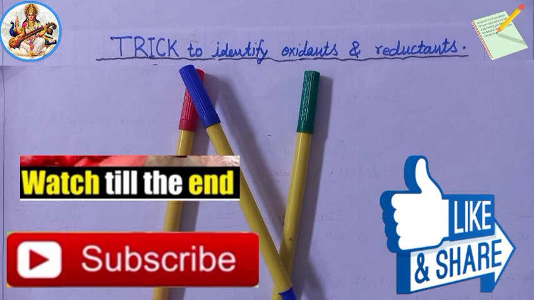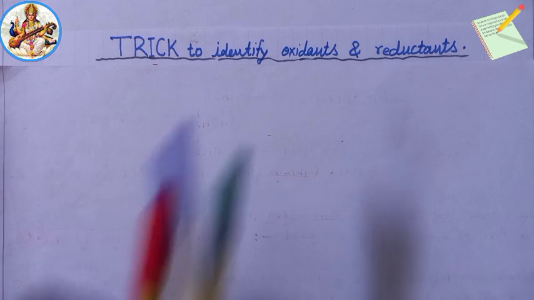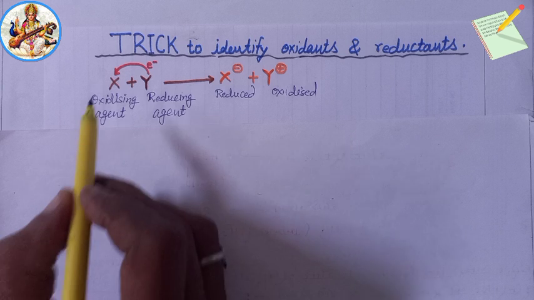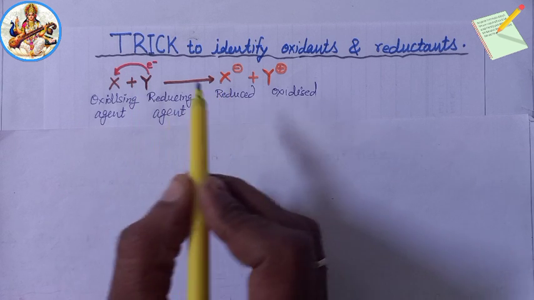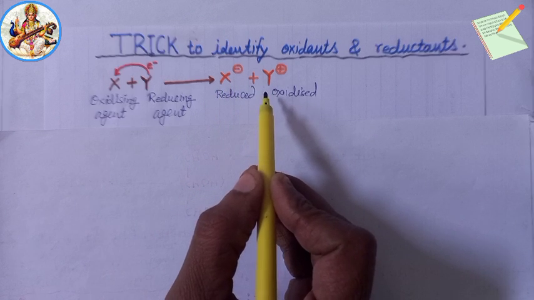In today's session, I am going to discuss oxidants and reductants. First of all, we discuss what oxidants and reductants are. For this, we take an example: X plus Y converted, after a chemical reaction, into X minus plus Y plus.